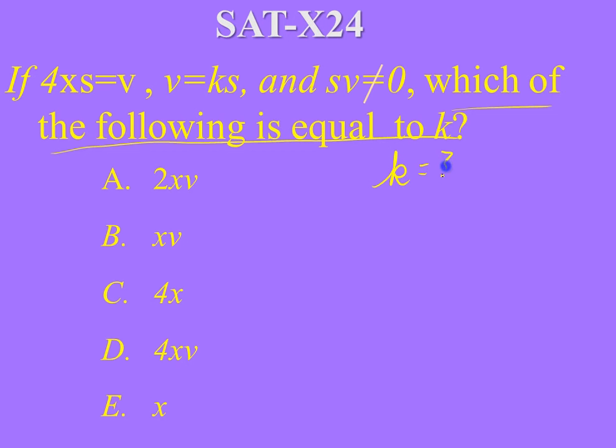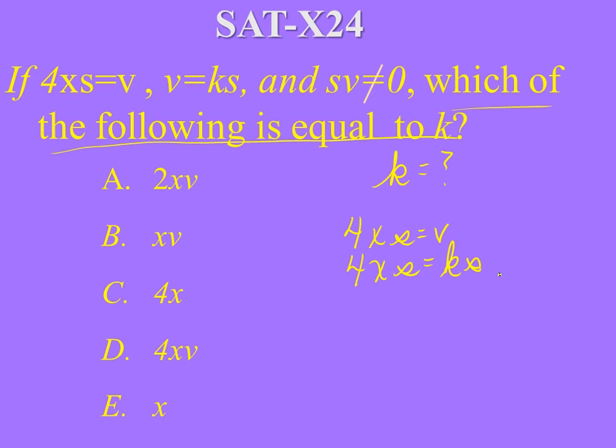K equals what? Well, we're given in the beginning that 4xs is equal to v. Well, there's no k in there. But the next statement says v is equal to ks. So what I'll do is pull a substitution. Instead of writing v on the right side, I'm going to put ks.